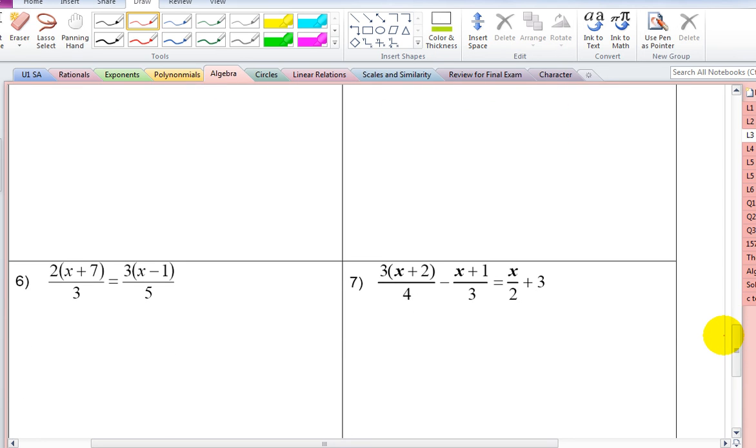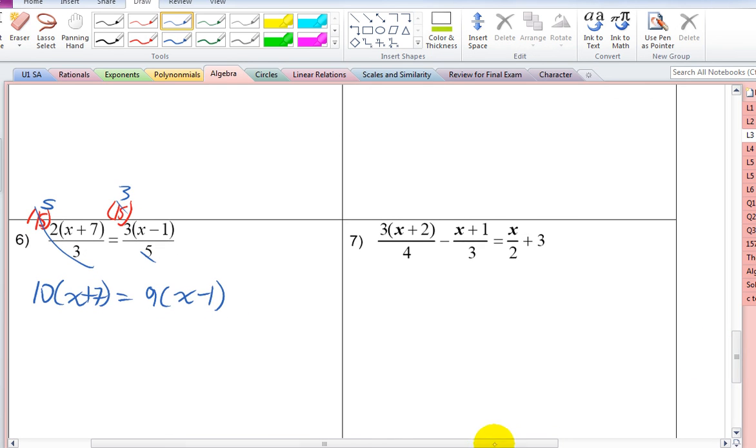Question 6. Now we have to be careful, because what do you have in front? More numbers, right? So we're going 3 and 5 is what we have to get rid of. What should we multiply by? 15. Be careful here. Okay. So cancel out. Now this is like a 10 times x plus 7. And this is like a 9 times x minus 1. So you have to multiply by the numbers that are already there.